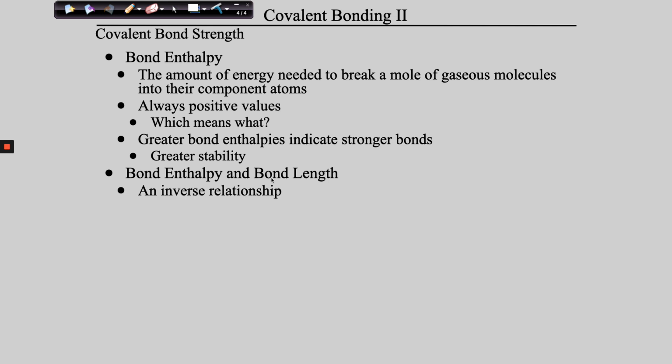All right. So guys, it's simply this. It's an inverse relationship. So the longer the bond, the weaker the bond, the shorter the bond, the stronger the bond. So as bond enthalpy increases, stronger bonds, the bond length decreases.